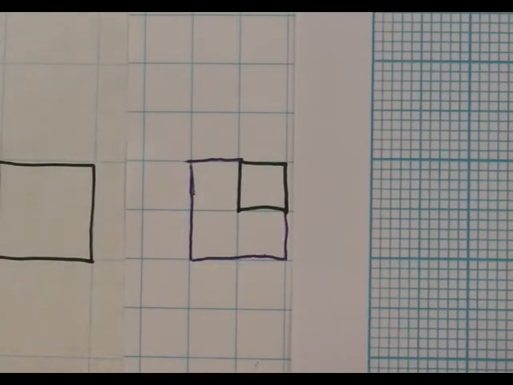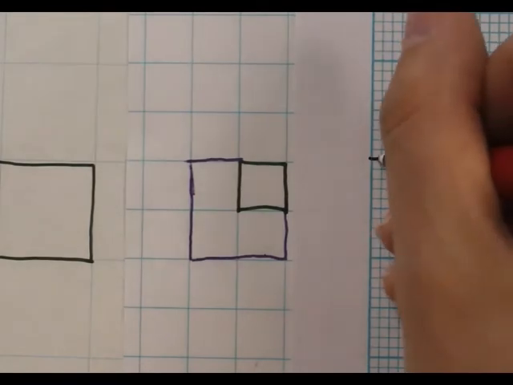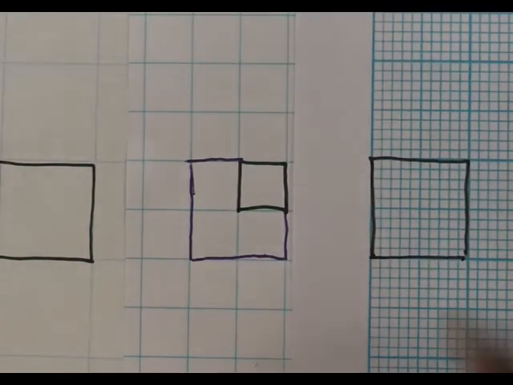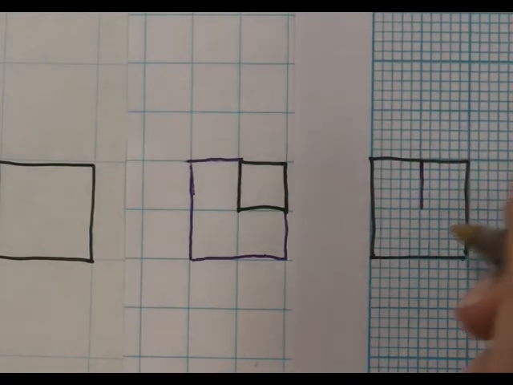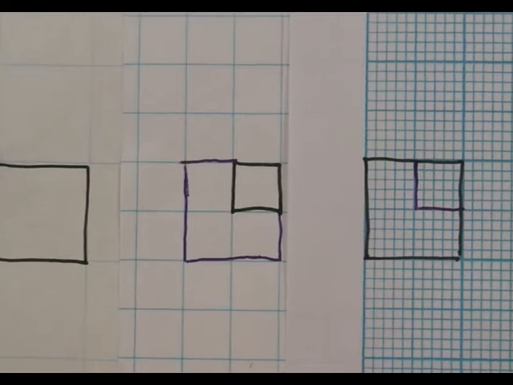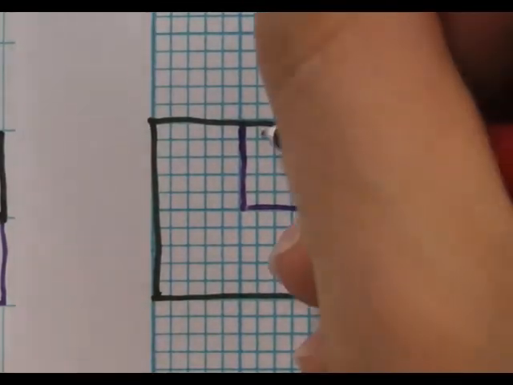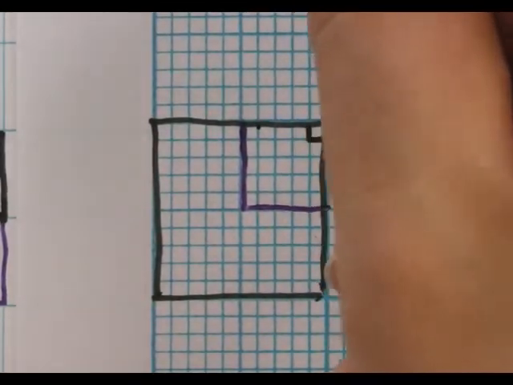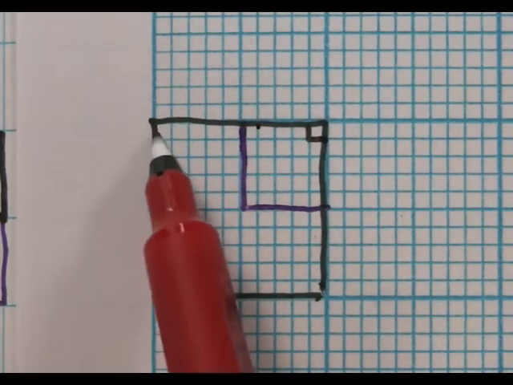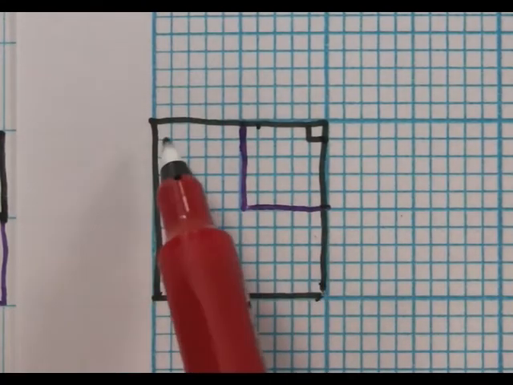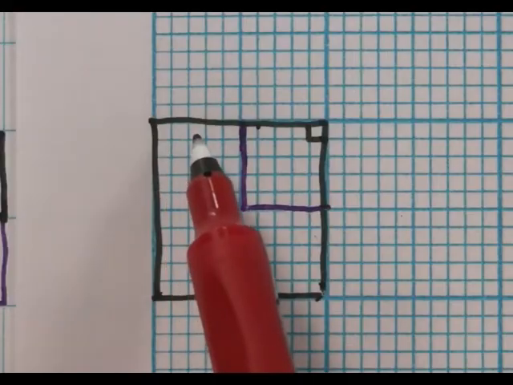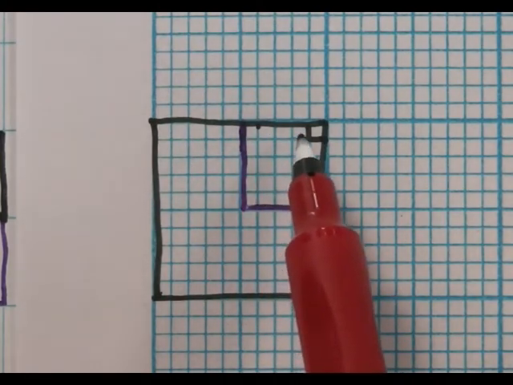And you can see the original square is here. The next square we drew is here, and then that has been divided up even further into one little square. So you can see that each large square has 10 little squares inside it. 1, 2, 3, 4, 5, 6, 7, 8, 9, 10.